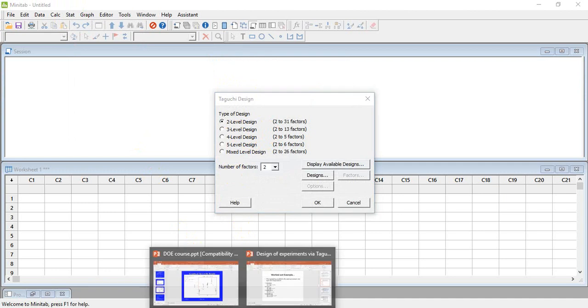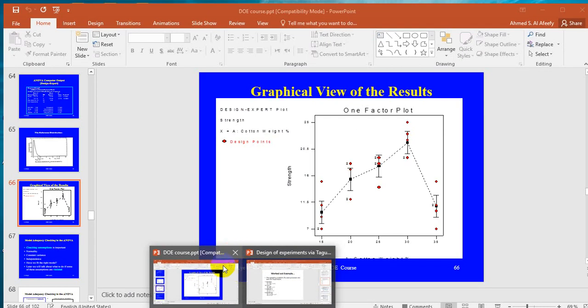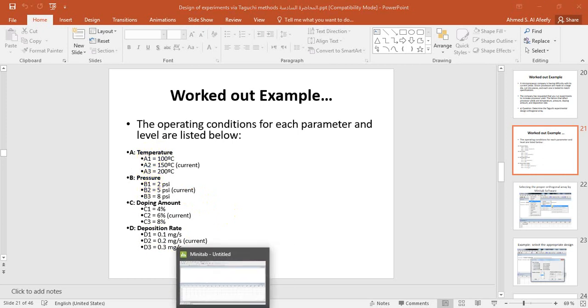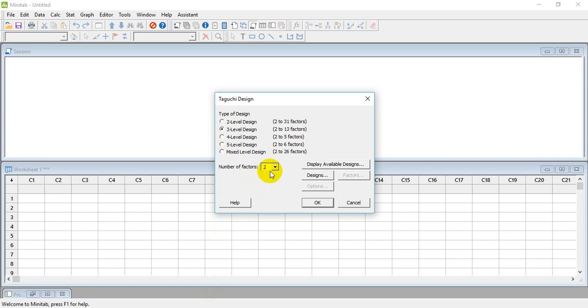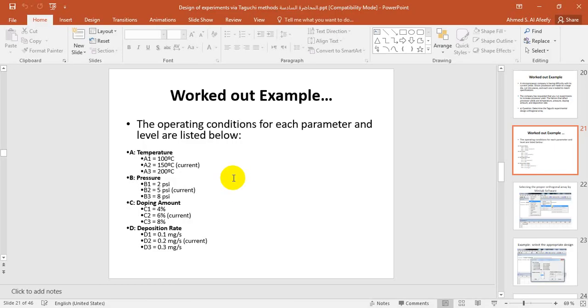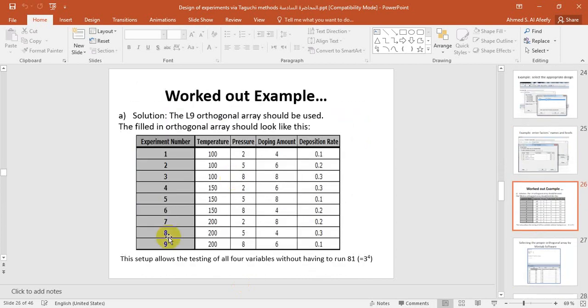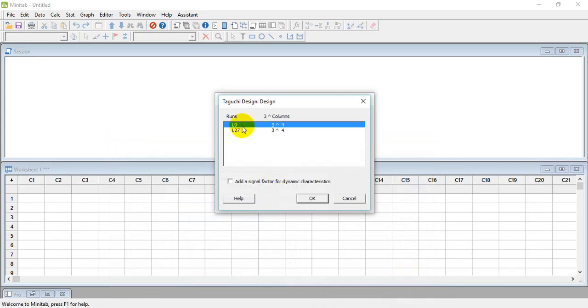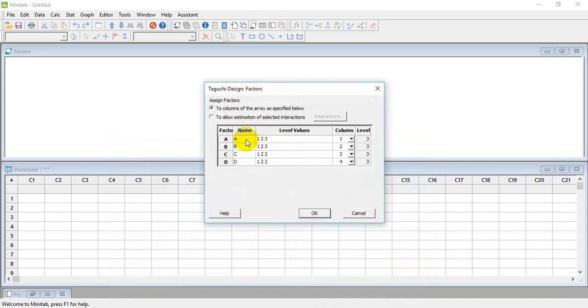The levels: we saw that the levels are 3 levels, not mixed. Each factor has 3 levels. Then we select 3-level design. Number of factors, it is 4 factors. Design, it is L9. Yes, it is L9, so we should select L9.